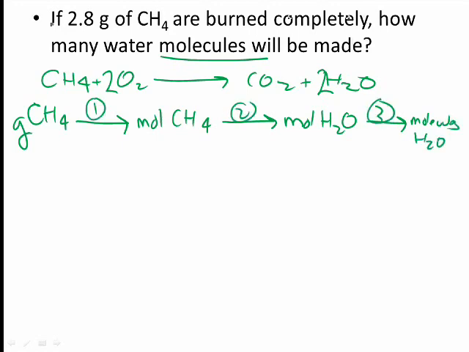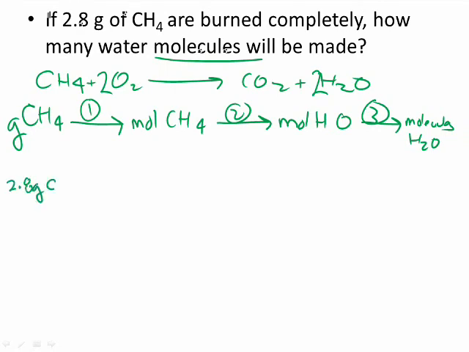Grams to moles, part 1, we have the periodic table. Part 2, moles of CH4 to moles of water. That's, of course, from the equation. Now, moles of water to molecules of water, that is where we use our Avogadro's number, 6.02 times 10 to the 23rd.